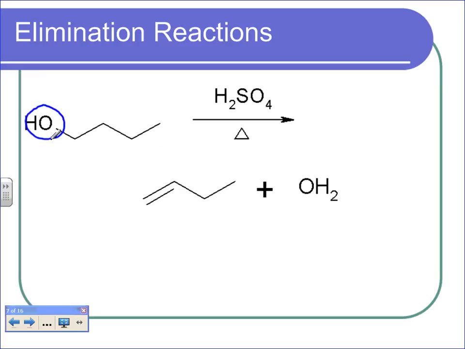So what we're doing is we're removing the hydroxyl and the hydrogen from a neighboring carbon. These will leave to produce water. And because we're losing this bond and this bond, we're left with a double bond in the molecule.